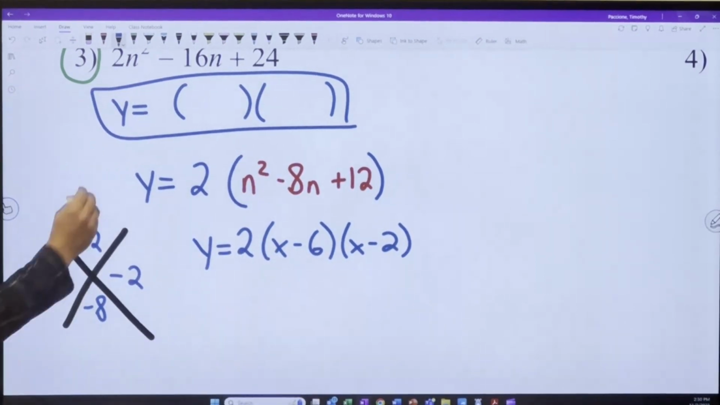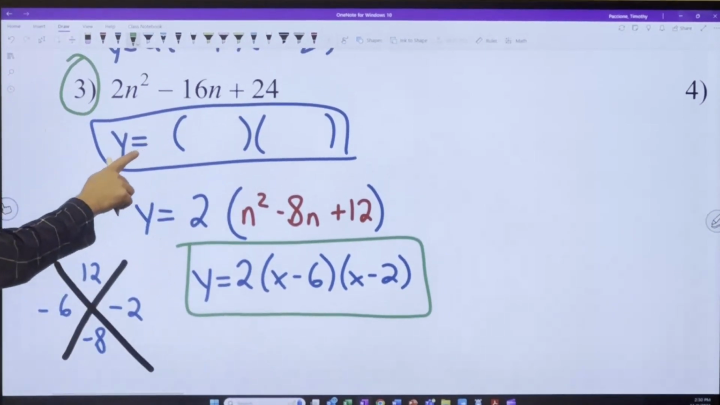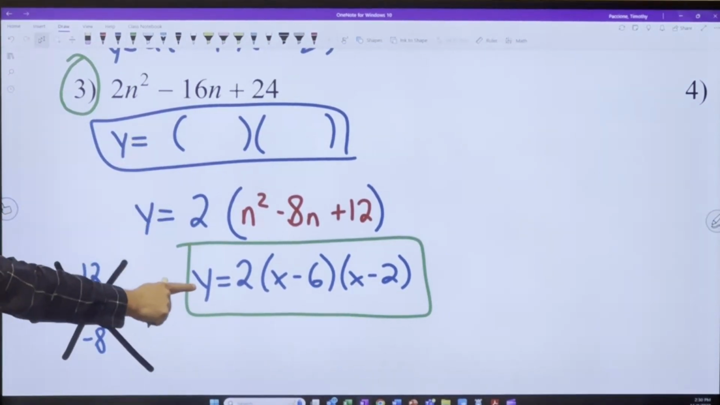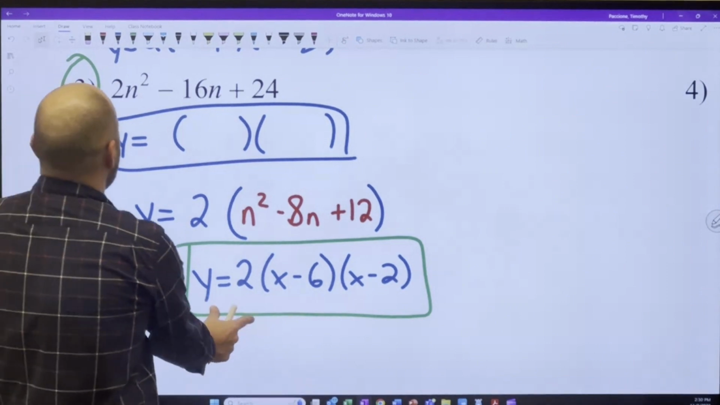And guess what? I have intercept form. I'm done. I got the thing I was trying to get. Trying to get that, and I have it. Done. Okay, I'll check in a second. All right, so that was number 3.